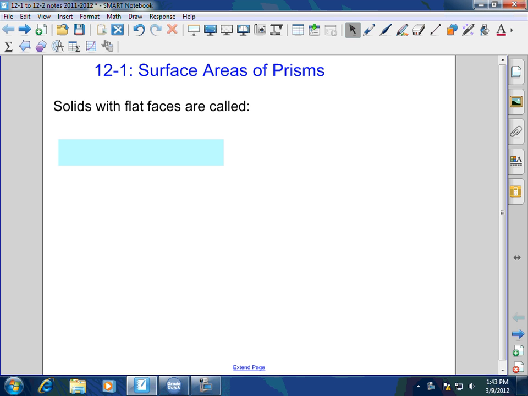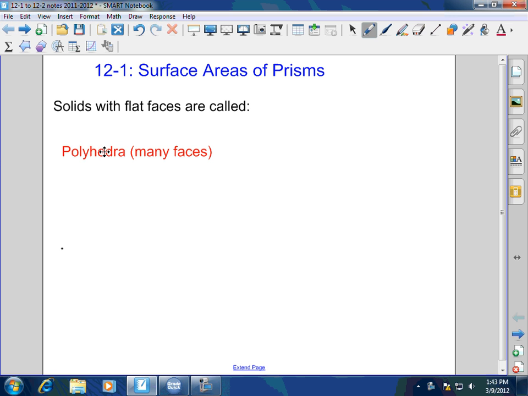Well, a prism comes from a family of solids with flat faces. And a solid with flat faces is called a polyhedra. Polyhedra means many faces. So that's what a polyhedra is. It's many faces.